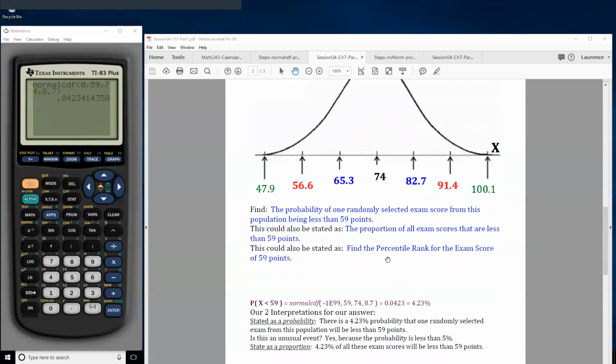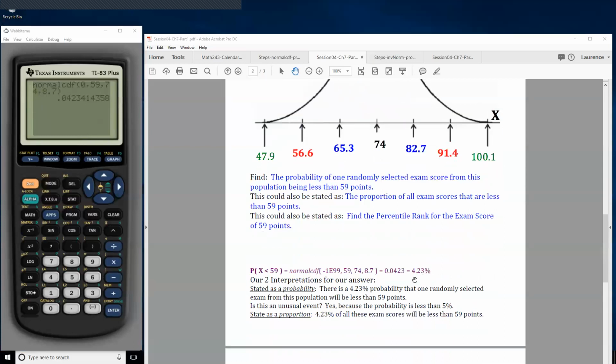So when we found the area to the left of 59, and the area to the left was 4.23%, it was at the 4.23 percentile, or 4.22nd, 23rd percentile.